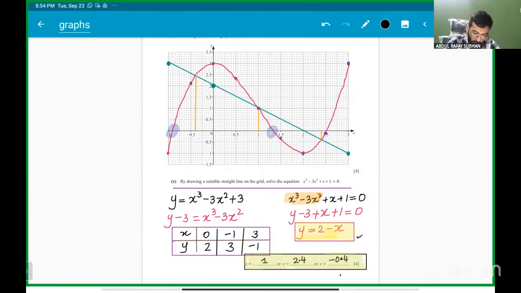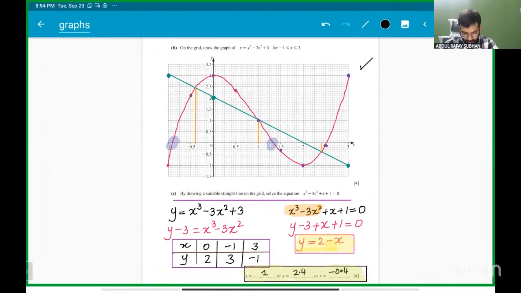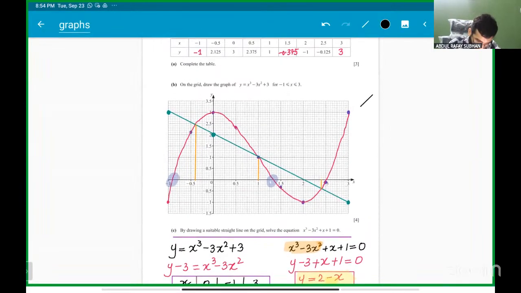Again, 1 mark for the equation, 1 mark for drawing, 2 marks for solutions, 4 marks here. If you have done correct plotting of the points, plotting the points correctly is very important. All points are there. Graph sketching, have you done it properly? That's important. And is it accurate? Does it look like a cubic graph? That's how the 4 marks will be split: 2 marks for the points, 1 mark for the sketching and 1 mark for the shape as well.